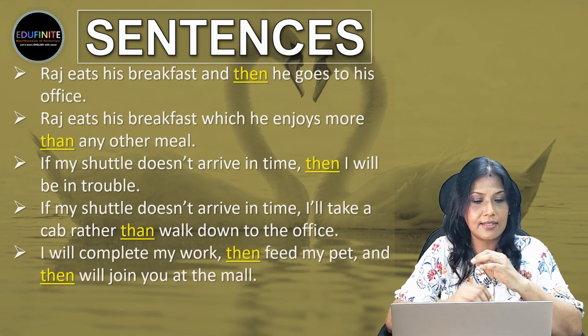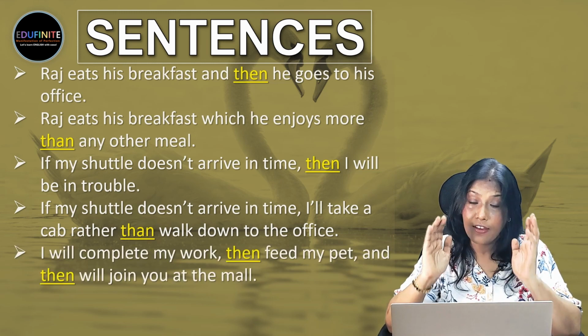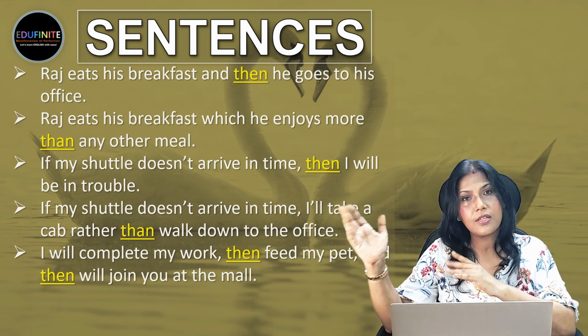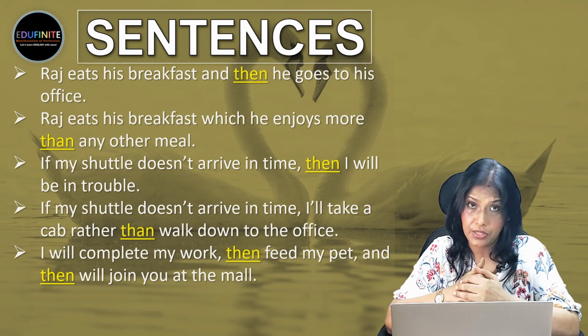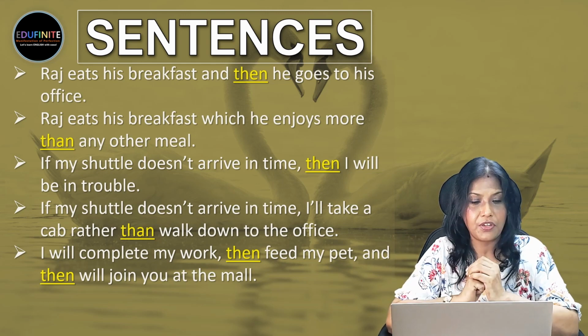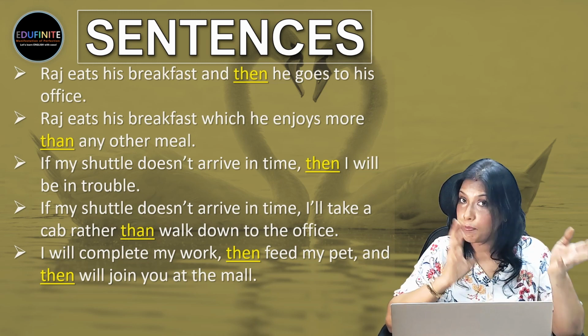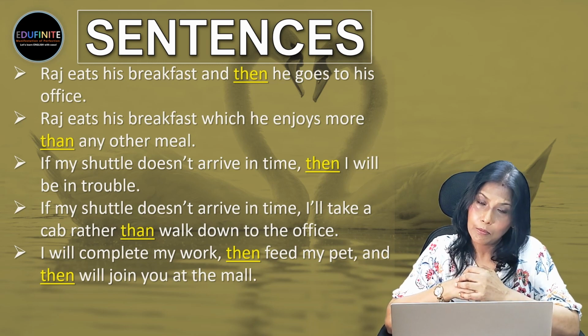Okay, the next sentence. I will complete my work, then feed my pet, and then will join you at the mall. So this is again a series of events, or a consequence. This is again related to time. There is no comparison over here. So what will I do? I'll complete my work. Then I have to feed my pet, and then only I'll be able to join you at the mall.